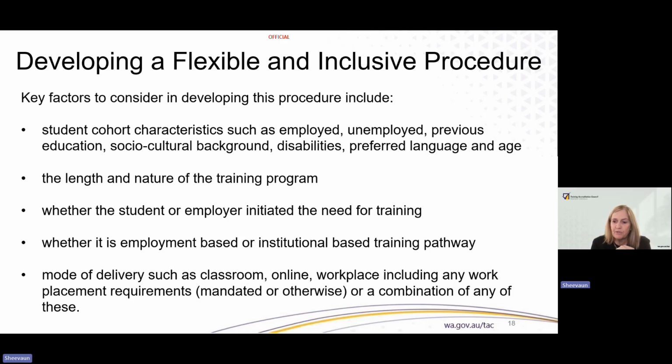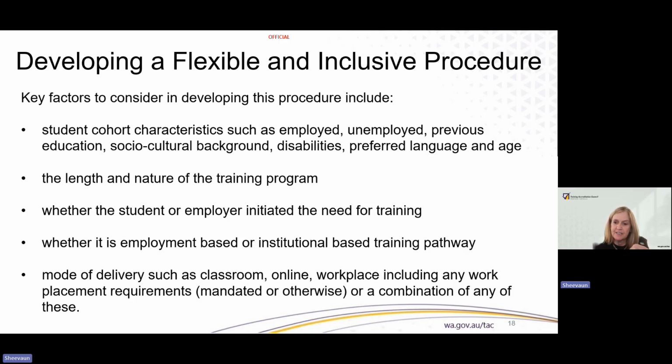And the nature of the training program might be the extent to which it's a hands-on apprenticeship type versus more theory-based, something like that. Whether the student or employer has initiated the need for the training. So where has that actually come from? Because, and one of the cases I'm going to show you, that might impact your procedure as well. Because there's an opportunity when you work with, for example, employers directly, you're building trust and confidence with them over a period of time. So your actual procedure for reviewing potential candidate skills will be slightly different. Again, whether it's employment-based or institutional-based.